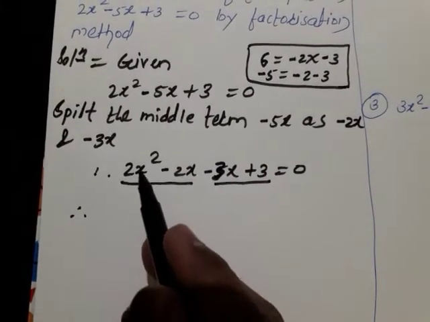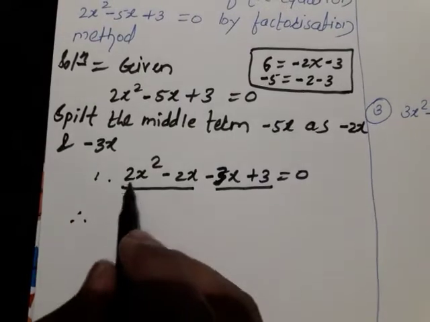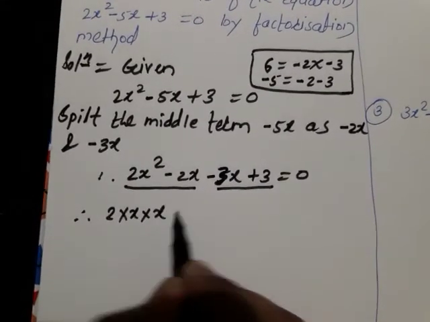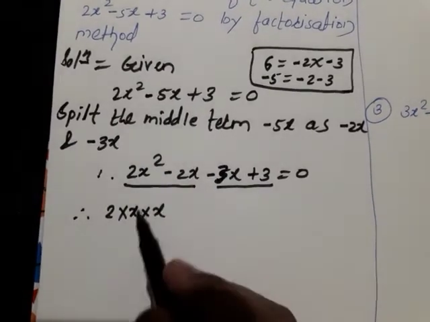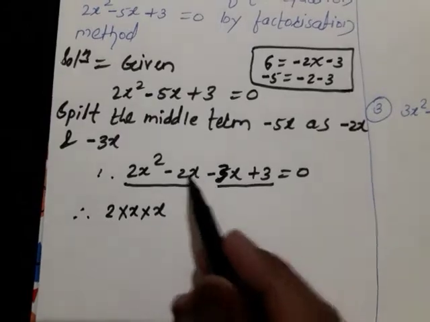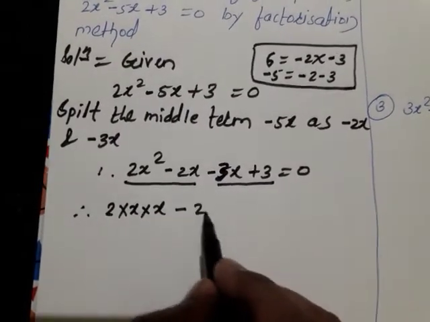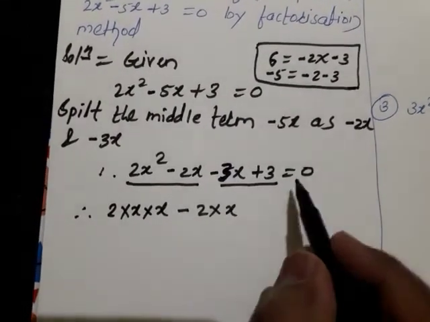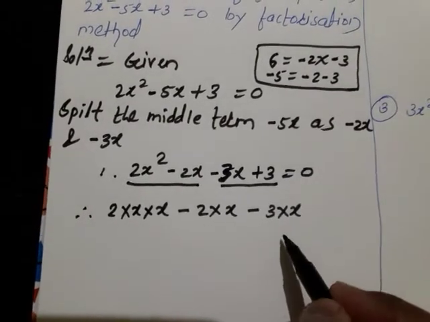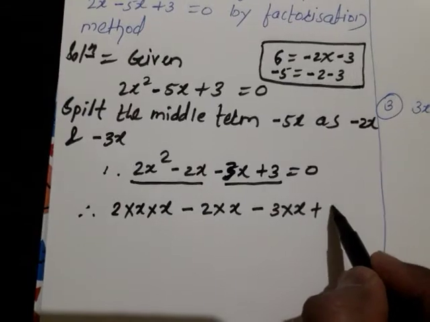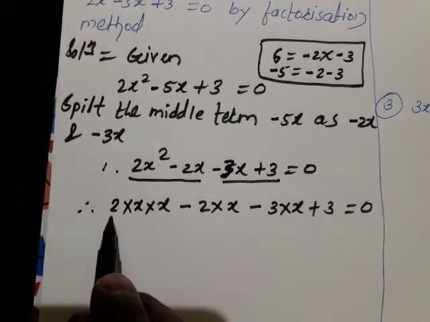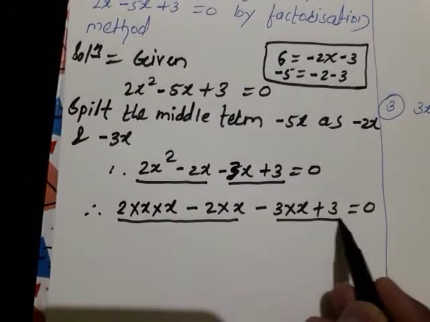If you see carefully, for your understanding, I will show you here. 2x square we can write like that, 2 into x into x. 2x square means what? 2 into x into x, minus 2 into x, minus 3x means what? 3 into x, plus 3 is equal to 0. We have decided to take common from those two.